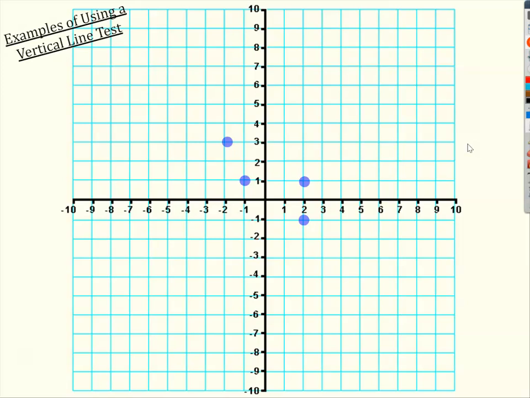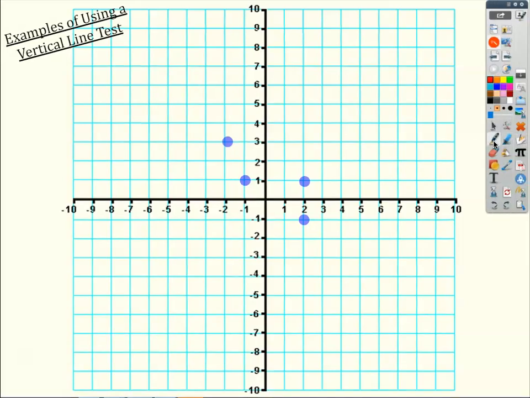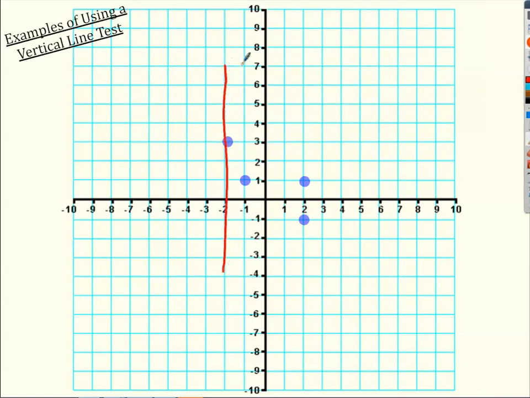Here's another graph. Again, I'm looking for any points that are stacked directly on top of each other. If I draw a vertical line right here, so far so good. If I draw a vertical line over here, there are no points, but so far so good. And if I draw one here, it's fine. But if I draw that vertical line right here, it passes through more than one point. So again, this is not a function.